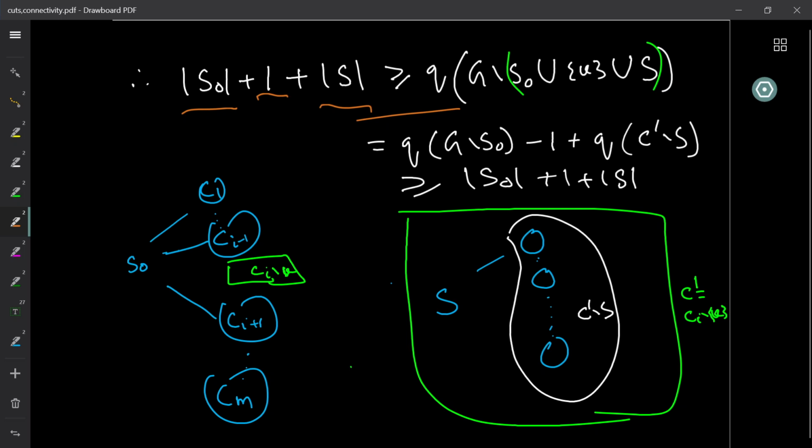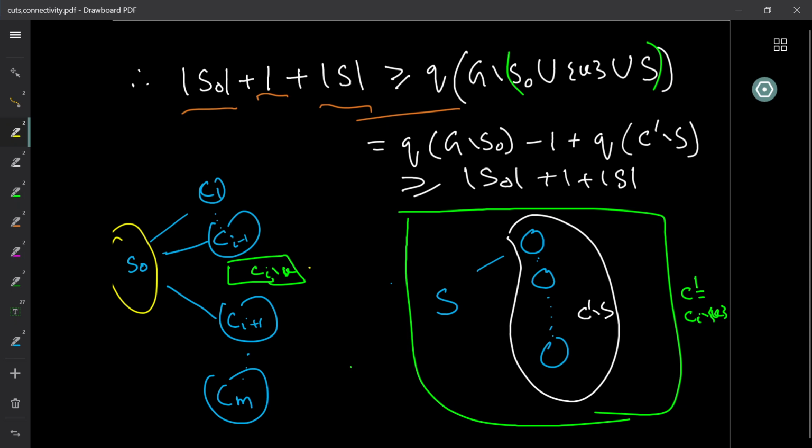But what does this tell, right? If you take this graph, so this is what happened here. We have taken the graph, we removed S0 first. Then we had several components, C1, C2, etc., Cm, odd components. And we have taken one of the components and removed one vertex, which becomes an even component.